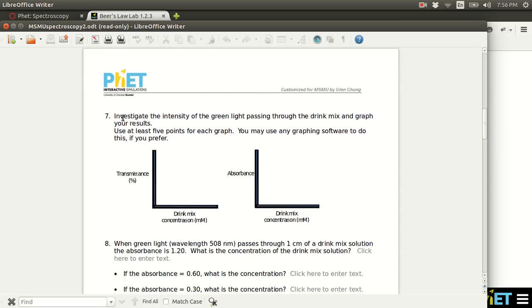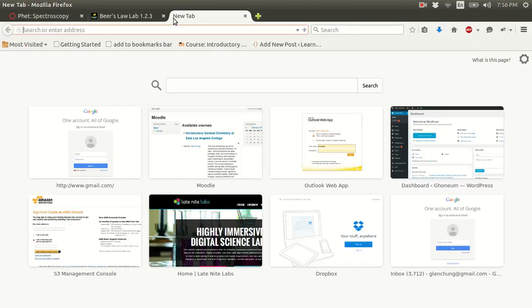This is number 7. Investigate the intensity of the green light passing through. Okay, so here I want you to graph. I don't want you to sketch the graph. I want you to actually plot accurate points. There are many ways to do that. My favorite way is Plotly, but hey, you might like Microsoft Excel, or you might like the Open Office spreadsheet. I think it's called Calc or something. You use whatever graphing software you like. I'm going to use Plotly just to show you.